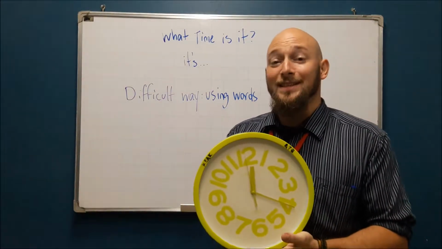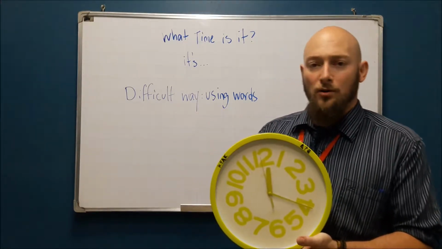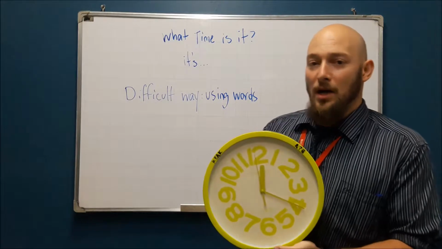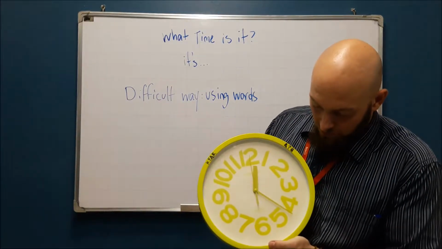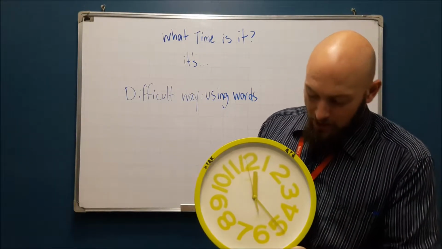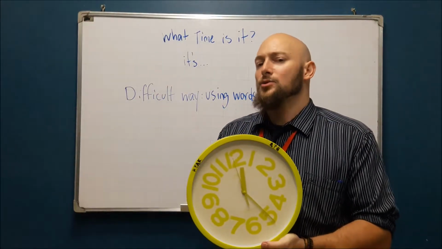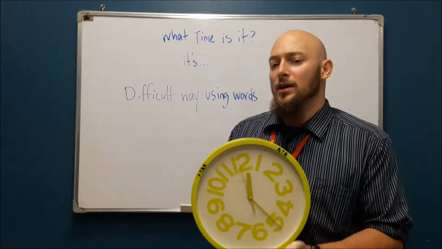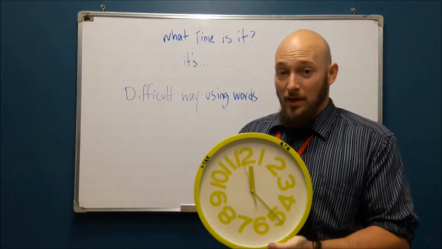Over here we have the easy way, it's 12:20. Difficult way, 20 past 12. Okay. Over here, easy way, 12:25. Difficult way, 25 past 12.